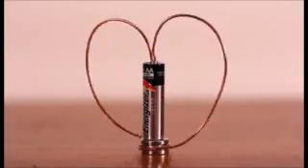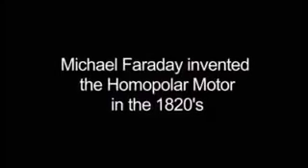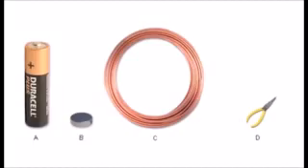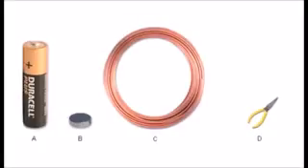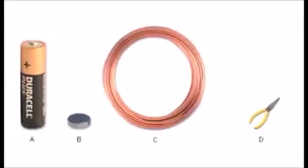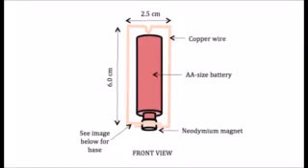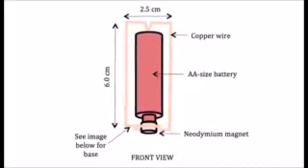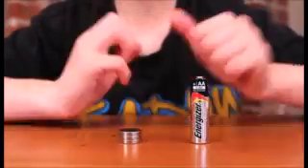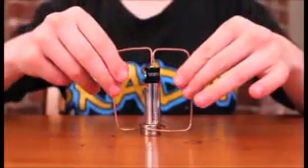The scientist who invented the homopolar motor is Michael Faraday in the 1820s. What you will need to make a homopolar motor is an AA battery, copper wire, pliers, and a neodymium magnet. I made 3 different shapes with the copper wire, and this is a basic setup. I made a heart, a spiral, and a square. The first thing I'm going to do is put my neodymium magnet on the bottom of my battery.